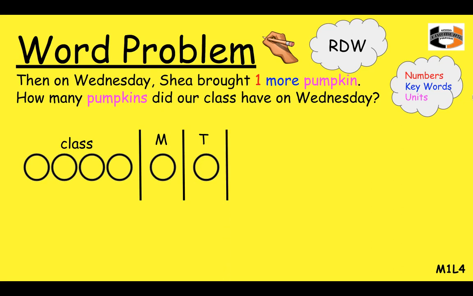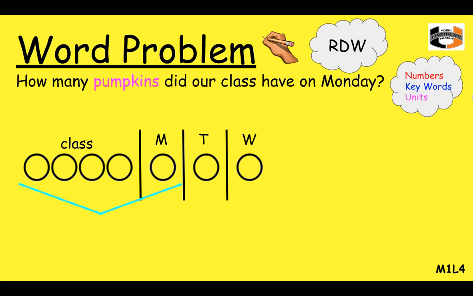Put another divider up, draw 1 more pumpkin, and we're going to label it with a capital W, and that stands for Wednesday. So we have completed our drawing. It is time to start finding out how to answer all these questions. How many pumpkins did our class have on Monday? So I drew a line connecting what the class started with and what was brought Monday.